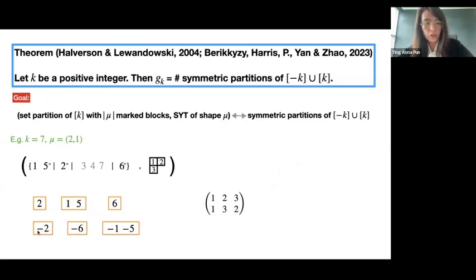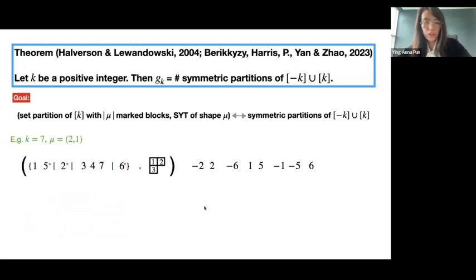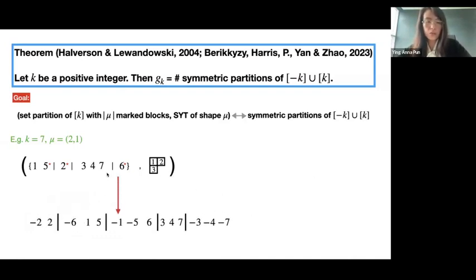And then all these blocks at the second row, you just give a minus sign and then make them a block. And then afterwards, you have these things, which are going to give you part of the symmetric partitions. And then the 3, 4, 7 and minus 3, minus 4, minus 7 are the single blocks. So that's how you can link from here to the symmetric partition, and you can actually easily go back. So that's how you prove things.